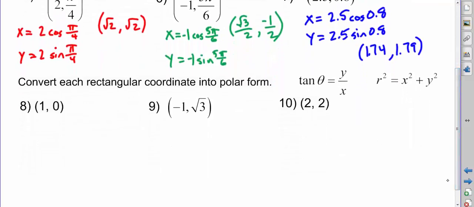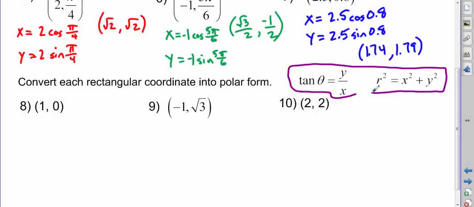All right, so we're going to keep those relationships in our mind, but we're going to move ahead and take a look at working the other way. How do you take something that's rectangular and change it into polar? Two relationships for us to look at here. Tangent of theta is y over x, and r squared is equal to x squared plus y squared. I'm going to box those two things in. I think they're huge. We're going to use them a ton as we move forward here.